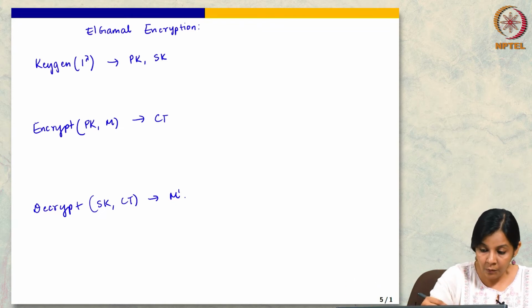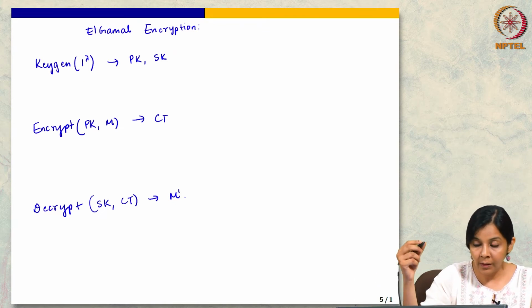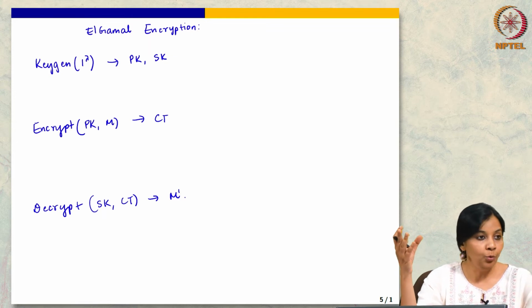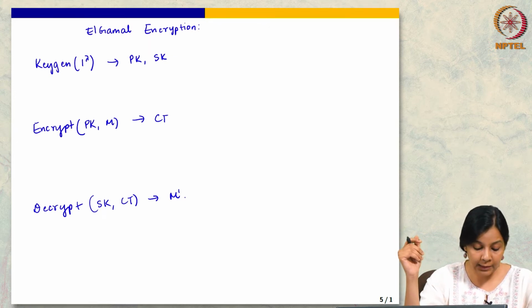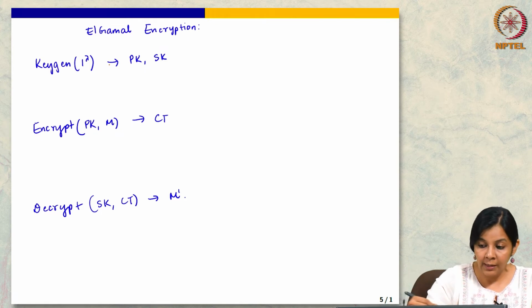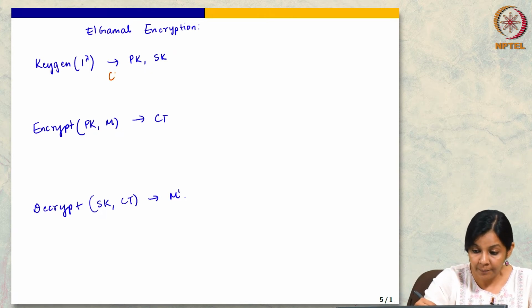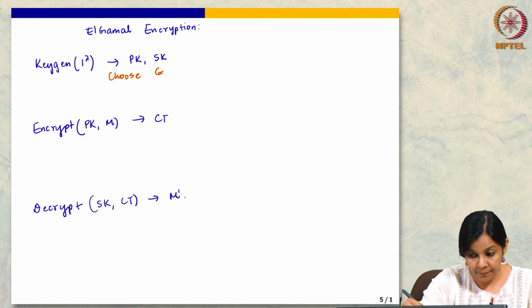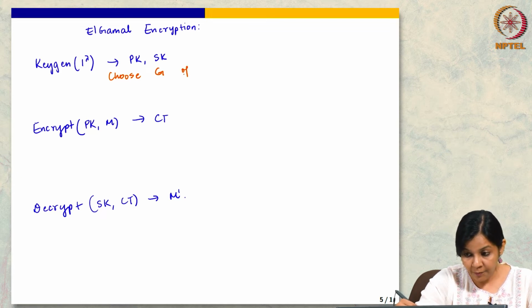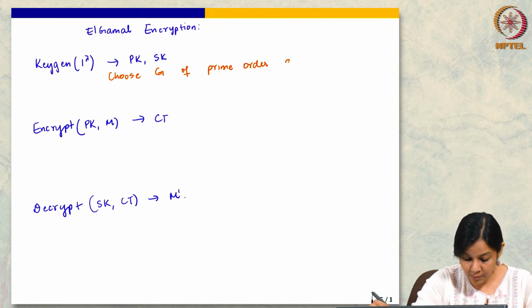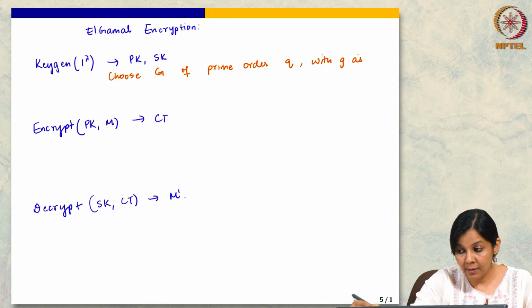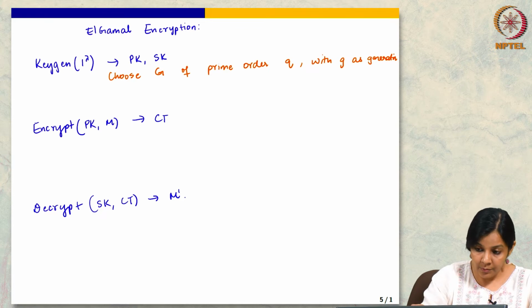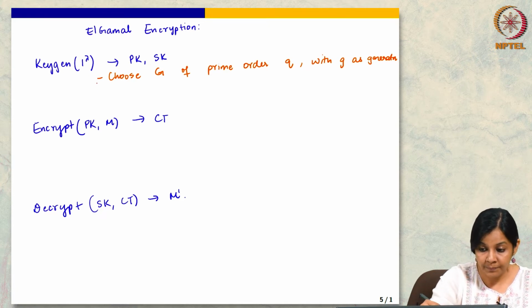Okay, so what we'll do is we will select the group as we saw in the DDH assumption. Okay, so let us choose G of prime order Q with little g as the generator. Okay, so this is step 1.